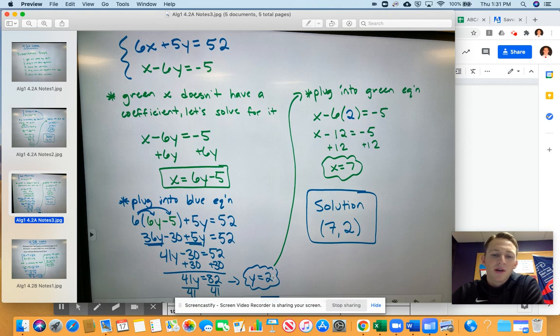So once we have solved for a variable, and we used the blue equation, we're going to take this value and plug it into the other equation. We're going to plug it into the green equation. So instead of x minus 6y equals negative 5, we took y and we plugged in a 2 for it. So now we have x minus 12 equals negative 5. We're going to add 12. We're just solving for x, and x equals 7. So here's our x value, here's our y value. Our solution is (7, 2).